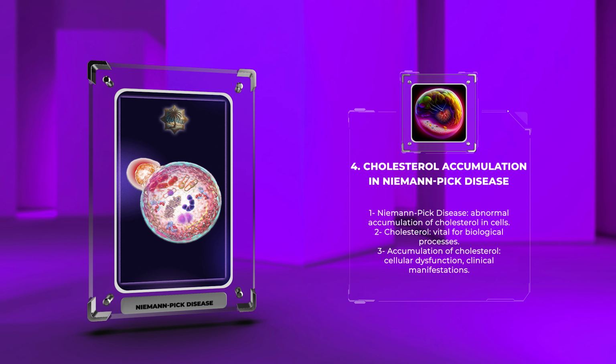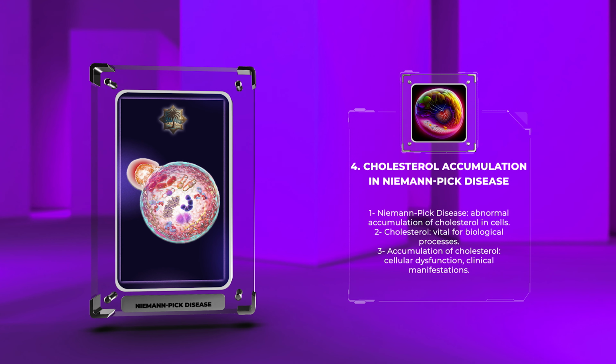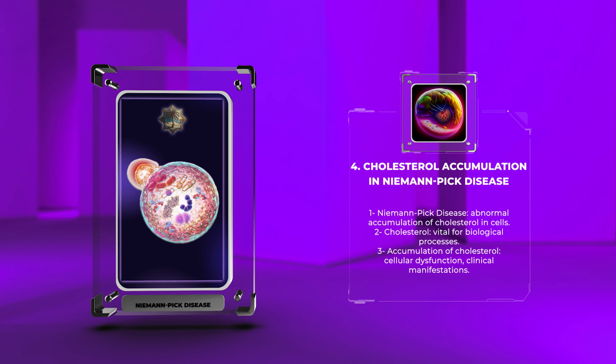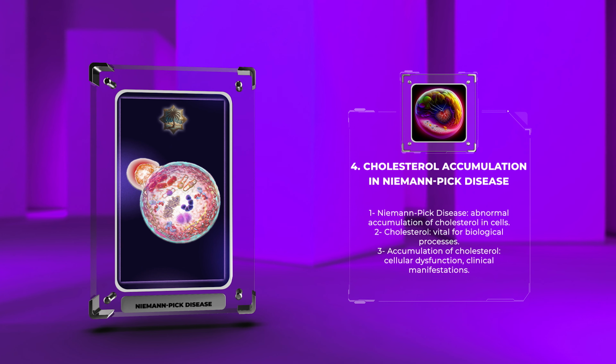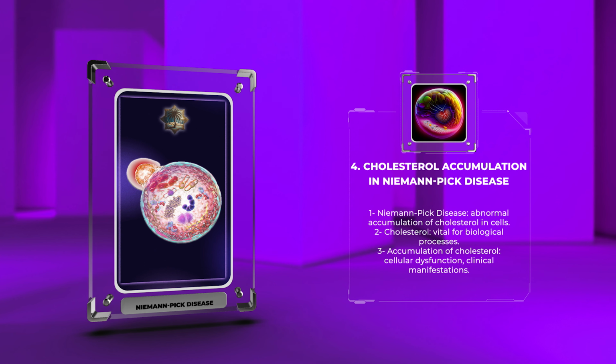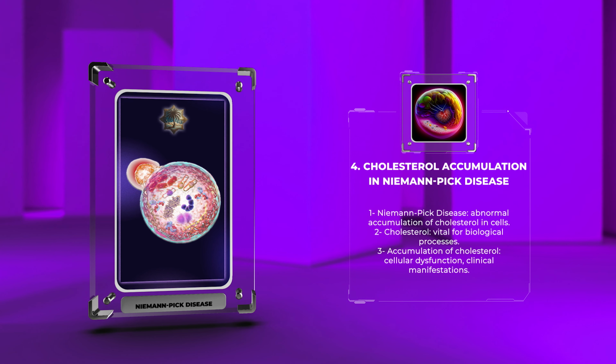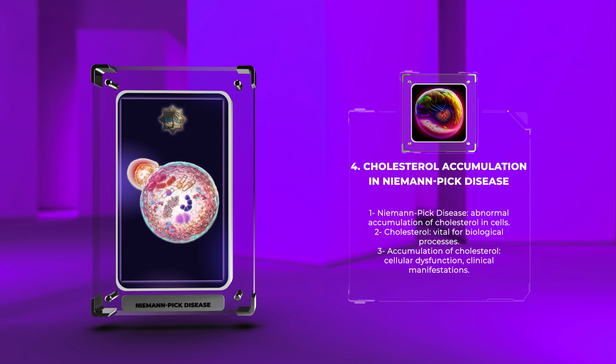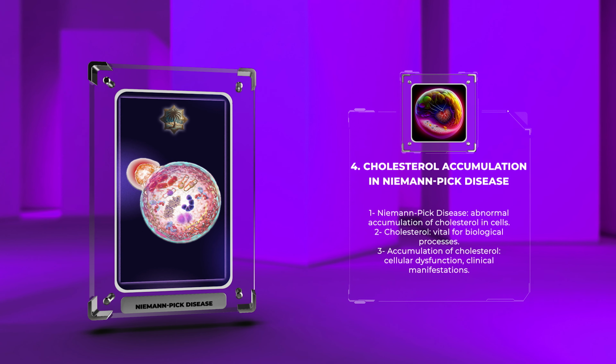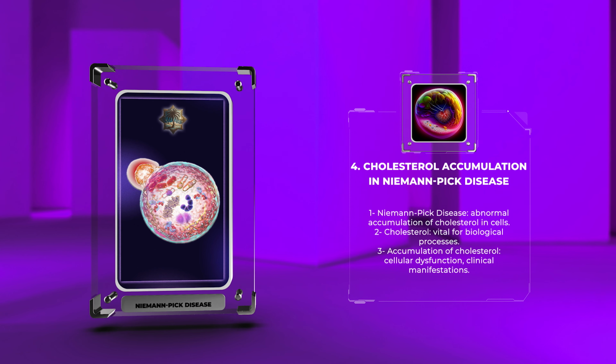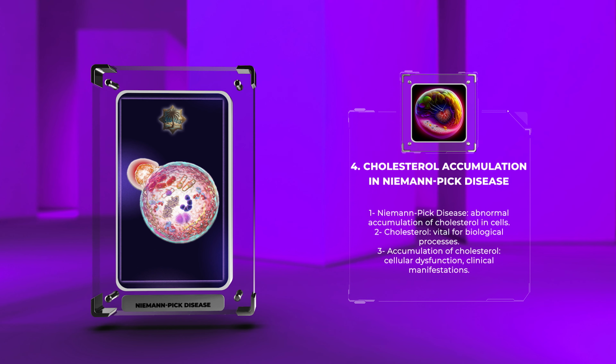One of the hallmark features of Niemann-Pick disease is the abnormal accumulation of cholesterol within cells. Cholesterol is a type of lipid that is vital for various biological processes, including the synthesis of hormones, bile acids, and vitamin D. However, when cholesterol cannot be properly metabolized and eliminated from cells, it can build up and cause cellular dysfunction. The accumulation of cholesterol in various organs, including the brain, liver, spleen, and lungs, contributes to the clinical manifestations observed in Niemann-Pick disease.